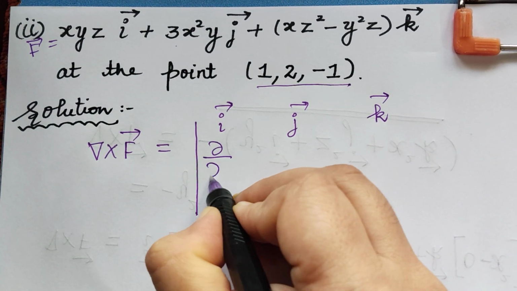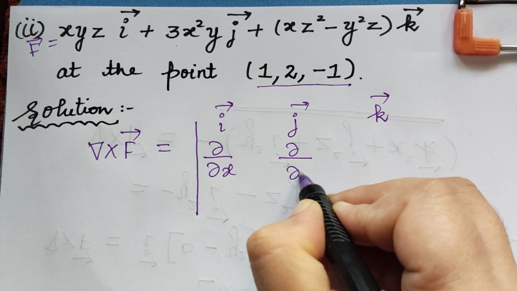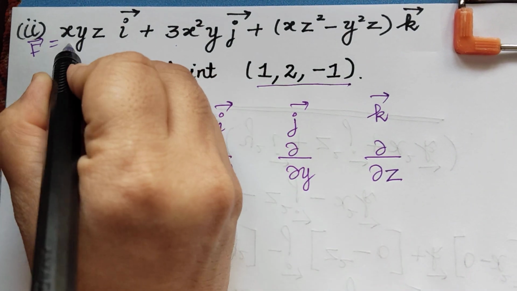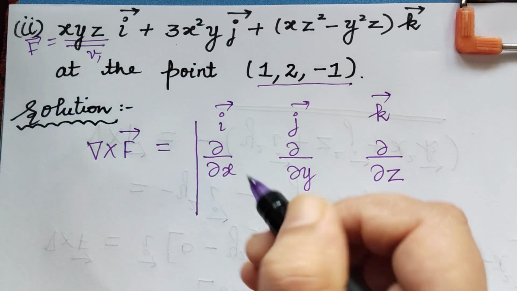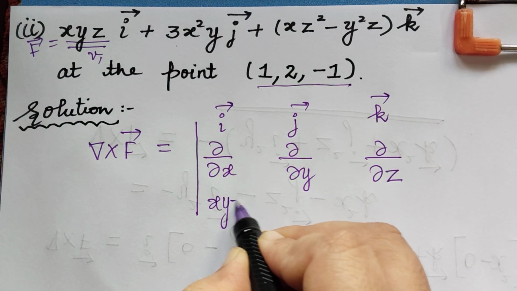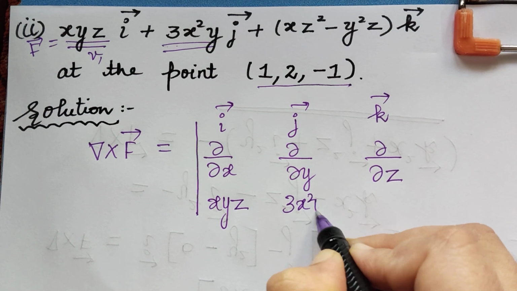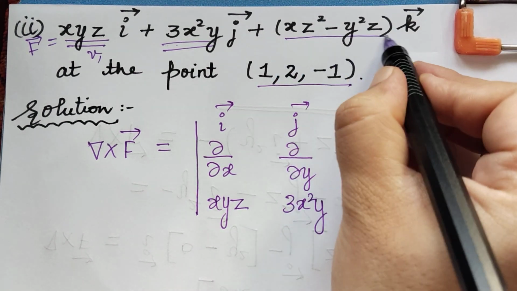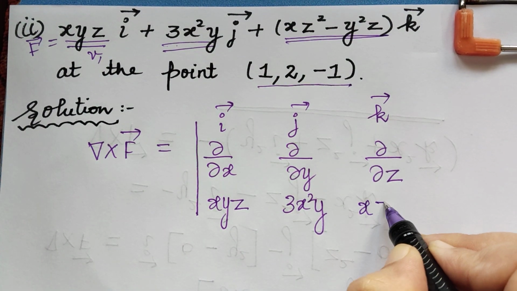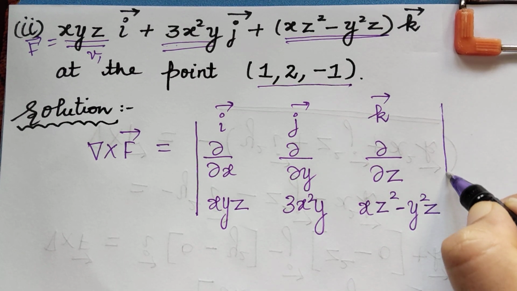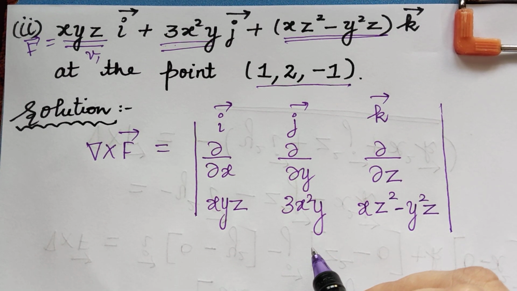Here dou by dou x, dou by dou y, dou by dou z, and then v1, what is v1 over here? The ith component, which is xyz, and v2, which is the jth component, 3x square y, and v3, which is the kth component, that is xz square minus y square z. So we have to find the determinant of this matrix.